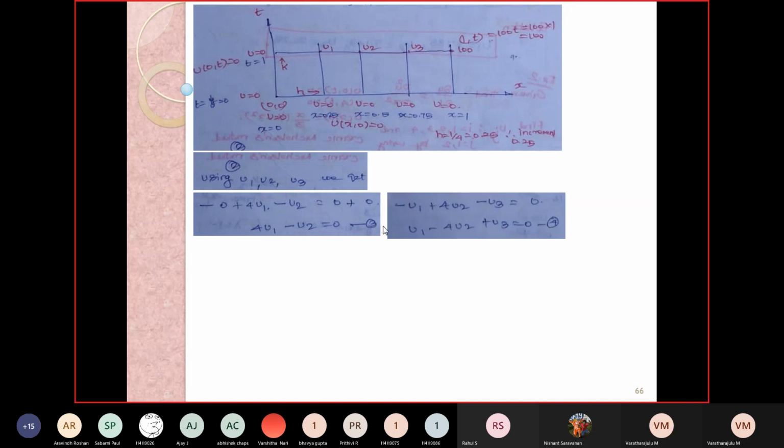And here what happens for u2? Please, someone say. Rahul, please tell me how we can get the value of u2. Rahul? Yes, sir. Yeah, how can we get u2? Tell me how we'll get u2.